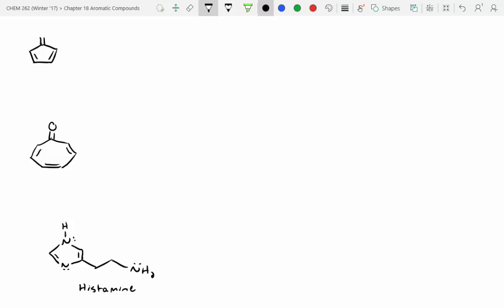So let's check all of these and see if these are aromatic, non-aromatic, or anti-aromatic. And remember your ways. This next one. If it's not a ring, because that's a double bond, you have to have the 6. Does anybody think the top one's aromatic? Does anybody think it's not aromatic?